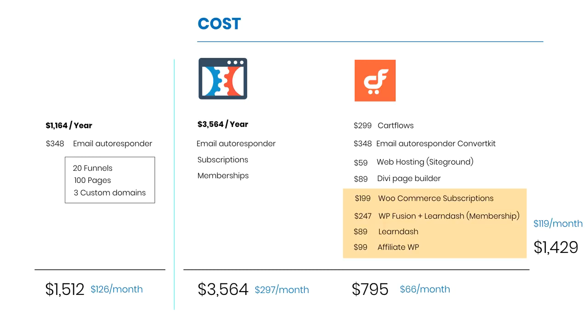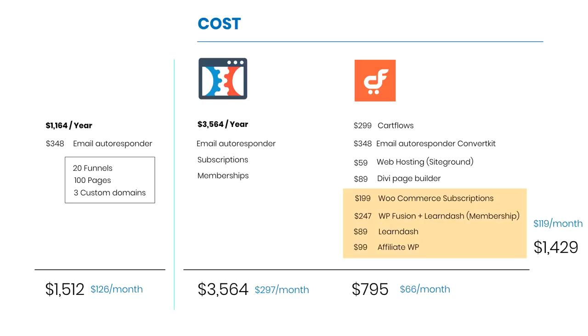You're also going to need some hosting, and this is from SiteGround. That's about $59 per year. You're also going to need a page builder. Now I've chosen Divi here. It's fantastic, and I've used it for quite a while. So this is what I find comfortable with, and it has quite a lot of features. So that's going to cost you another $89 per year.